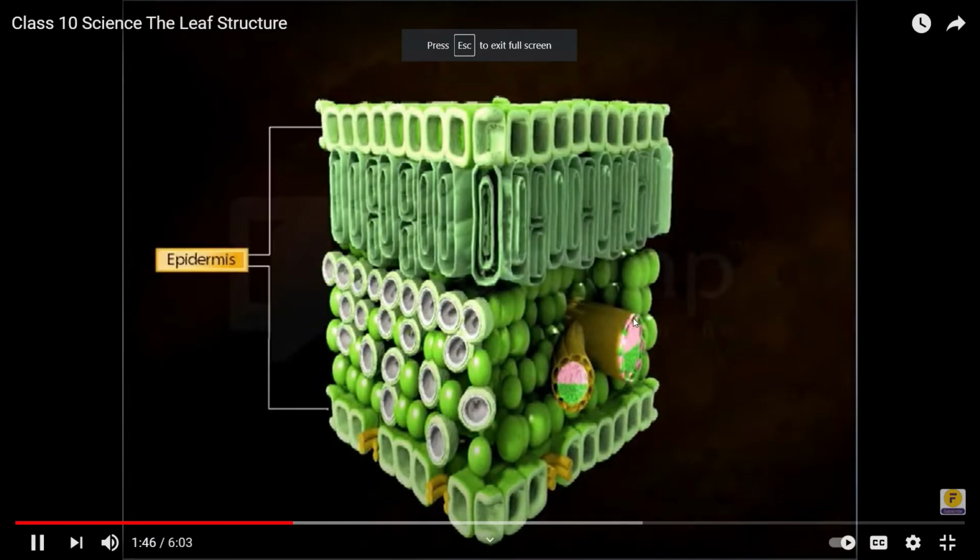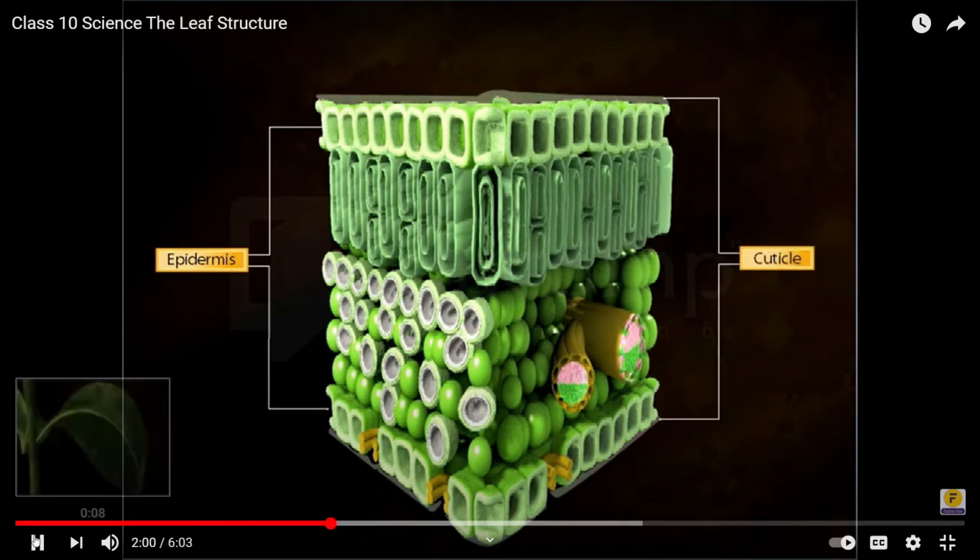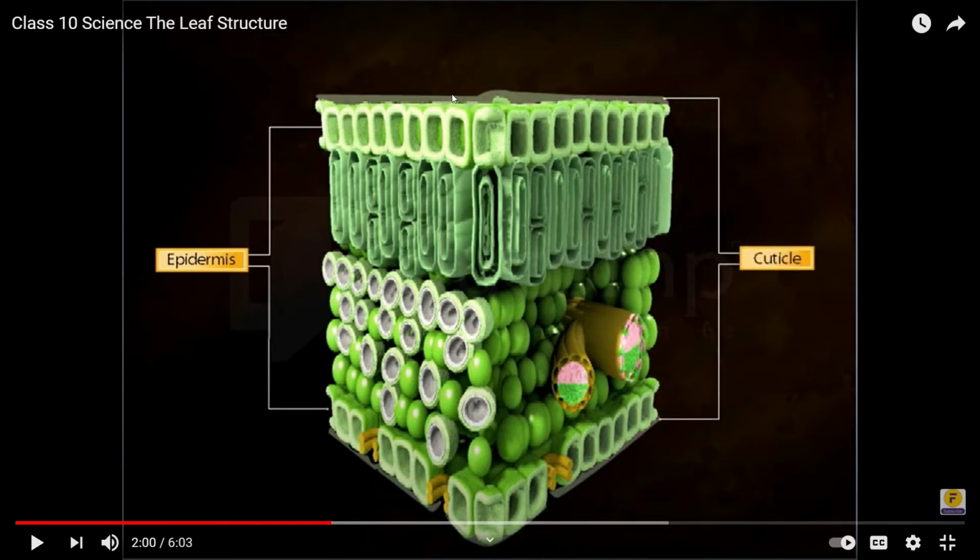The epidermal layers are found on both the upper and lower surfaces of the leaf. The epidermis at the upper and also at the lower is made up of non-photosynthetic and transparent cells. They are covered with a waxy waterproof substance called cutin, which forms a cuticle. This is actually to prevent the water being absorbed. It's a very waxy layer, so it's like a water resistant layer.